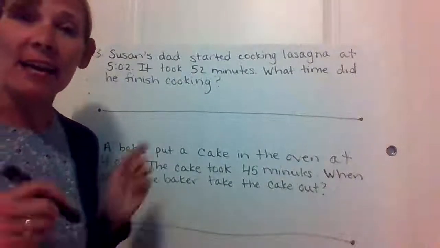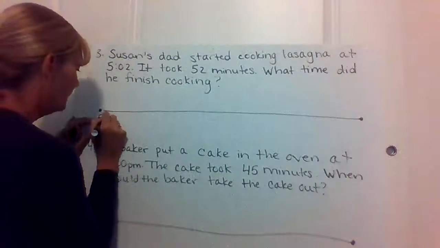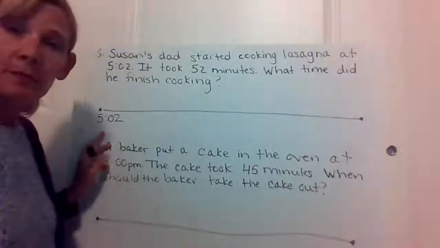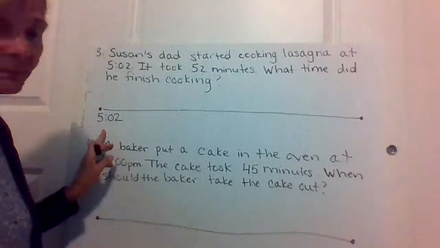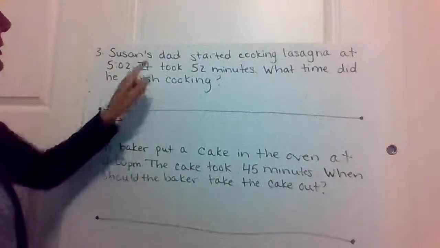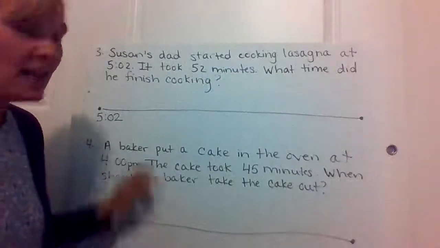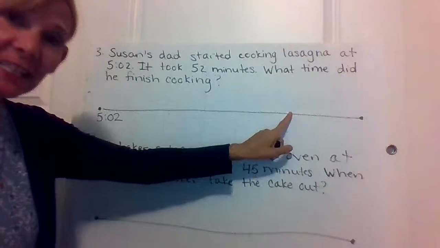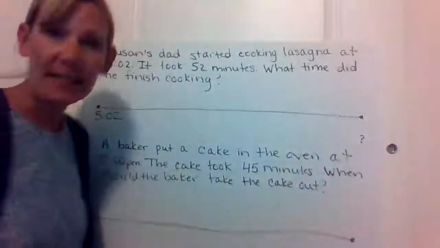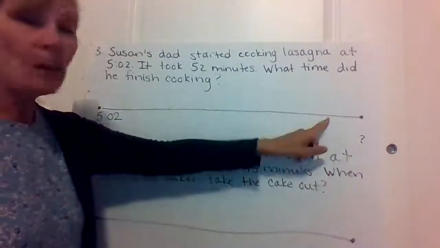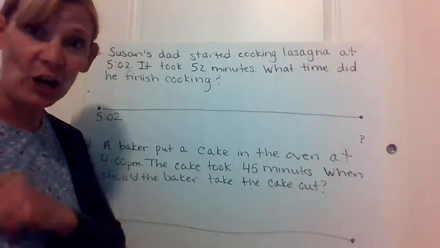So now again, I know my start time. I know my start time is 5:02. So I'm going to add my start time, which is 5:02, onto my number line. It says that he cooked for 52 minutes. I know the number of minutes he cooked. What I don't know is my end time. That's what I'm trying to find out. So I'm going to add the number of minutes until I get to my end time. And that's what you're going to be doing today also.